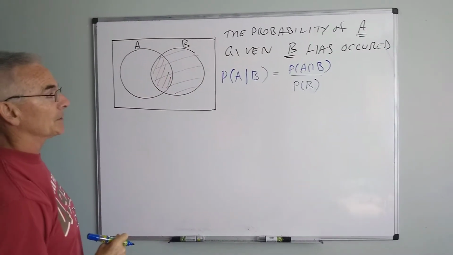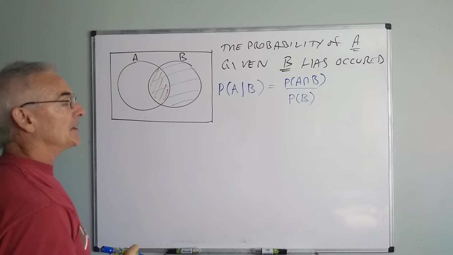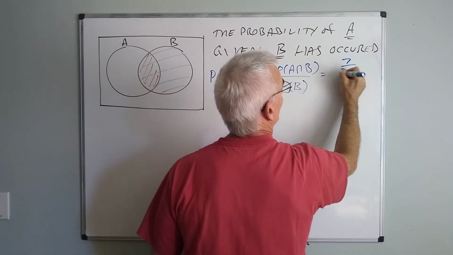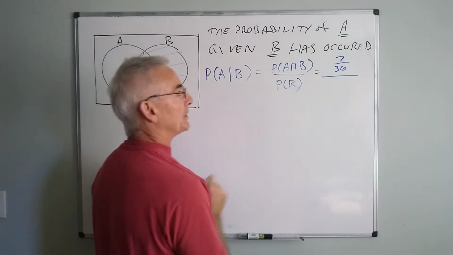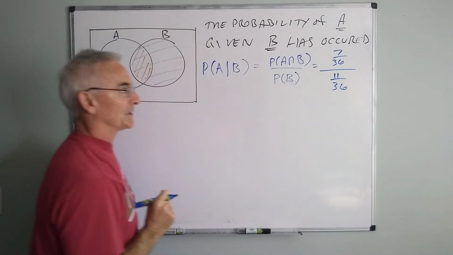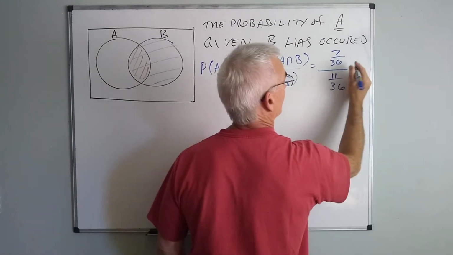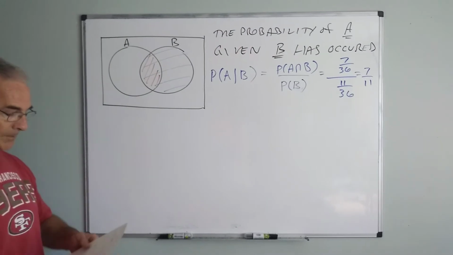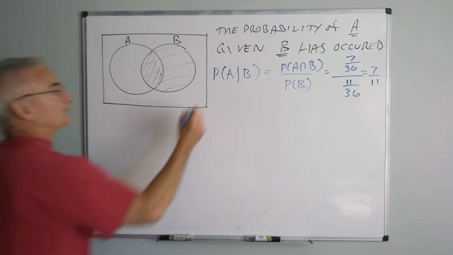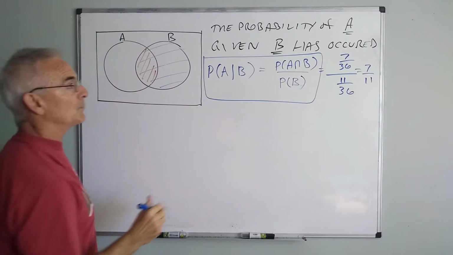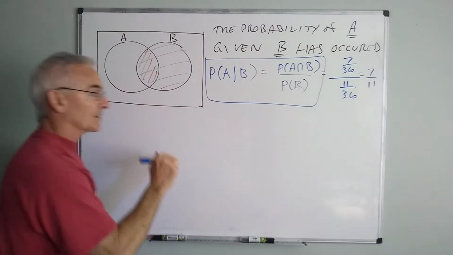Now, if I go back to the last example with the dice, the probability of the intersection, that was 7 over 36, and the probability of my reduced sample space was 11 over 36, and you notice that is our final answer of 7 over 11, as we had in the last problem. So in general, this gives us the conditional probability, which would mean we need to know these two in order to calculate this one here.